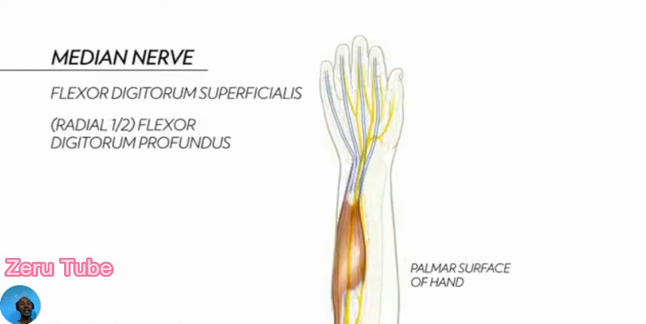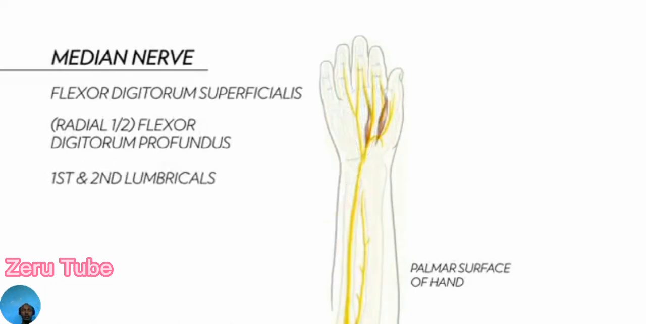Let's see the median nerve. The median nerve originates from two cords, the lateral cord and the medial cord. The medial and lateral cords are the nerves that form the median nerve. Look, the median nerve gives innervation to the flexor digitorum superficialis muscle, the radial half of the flexor digitorum profundus, and the first and second lumbrical muscles.